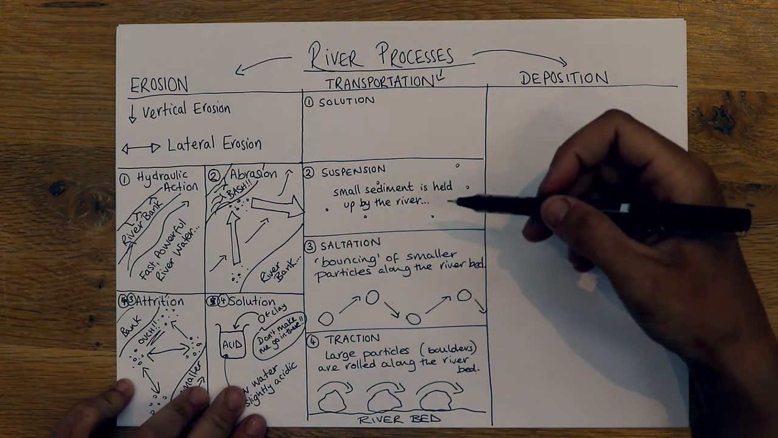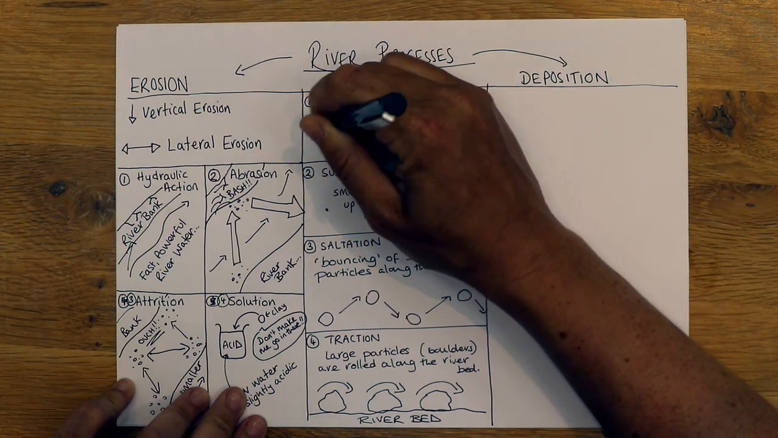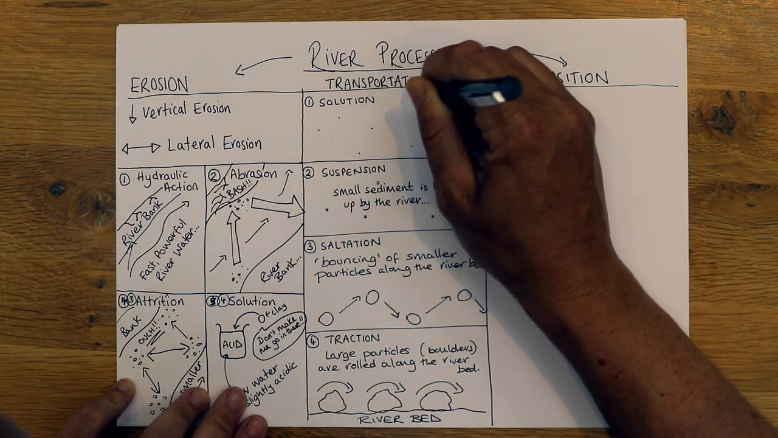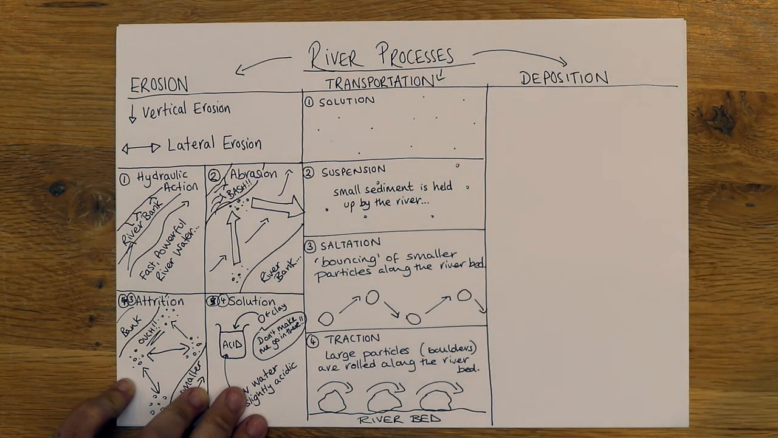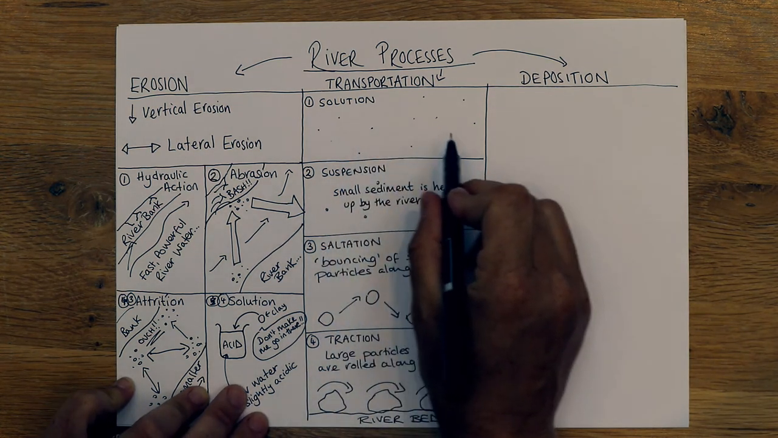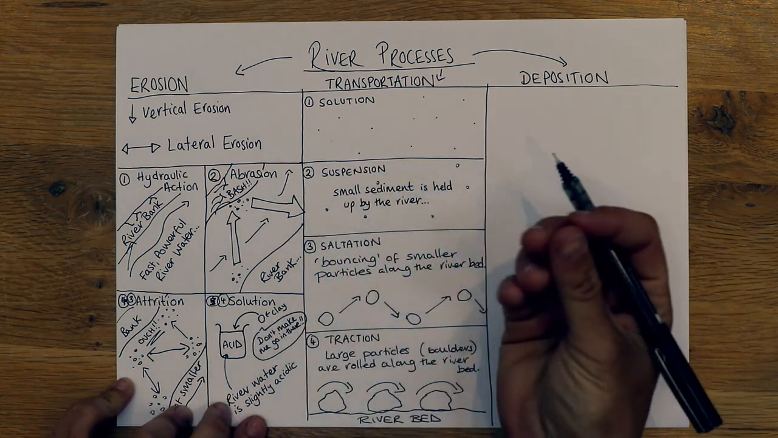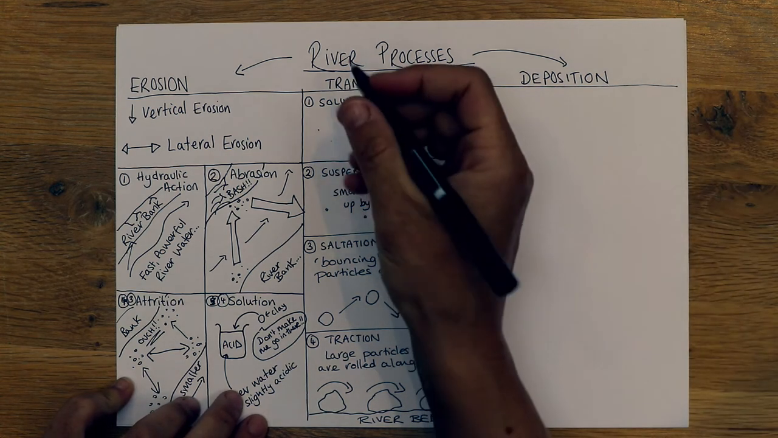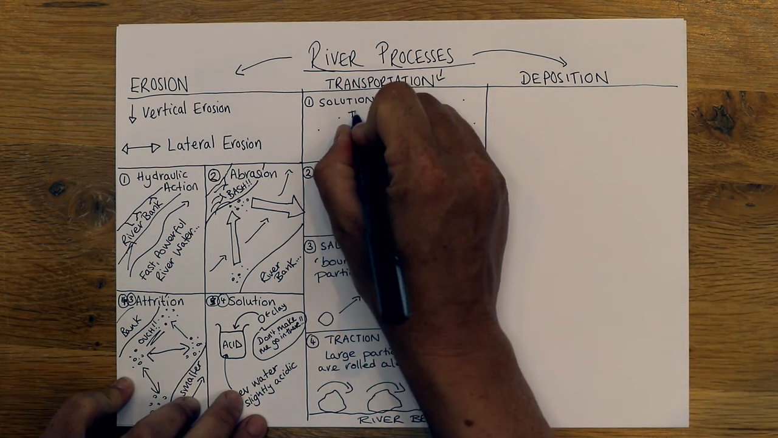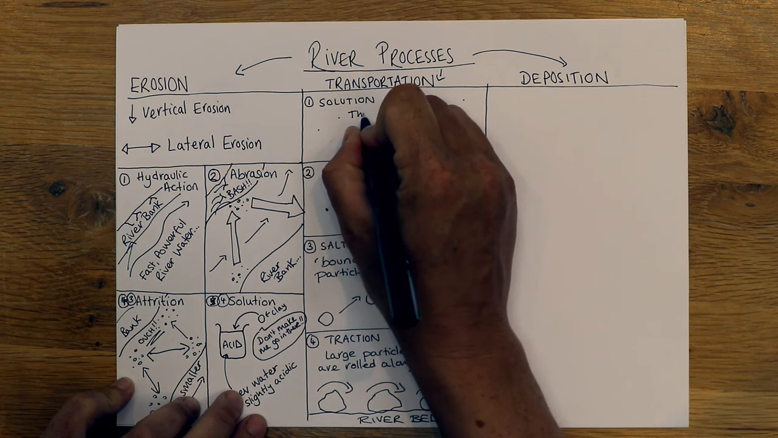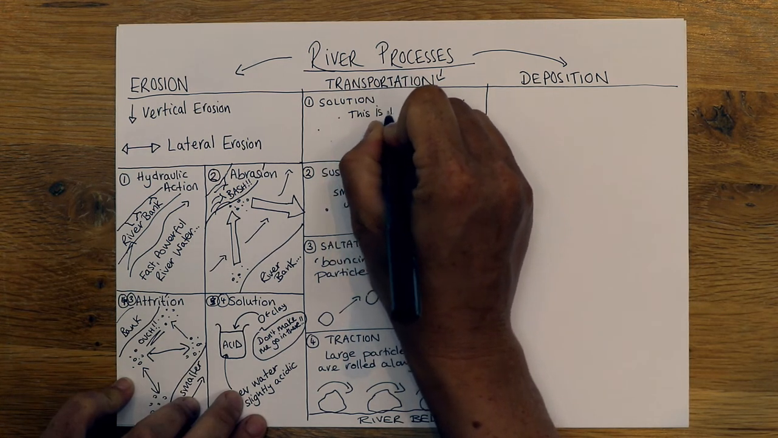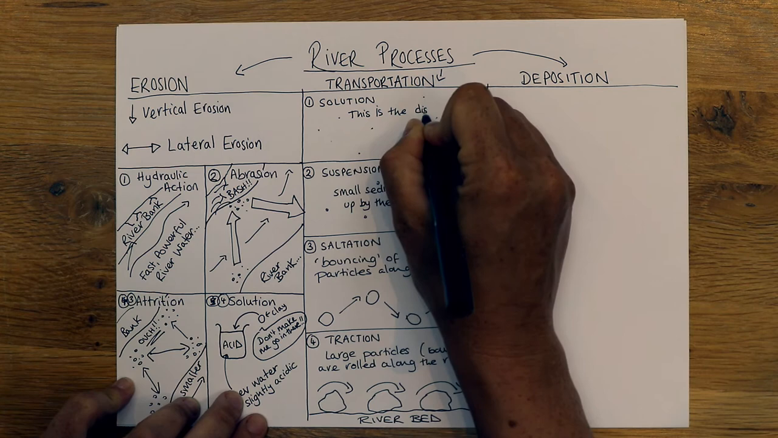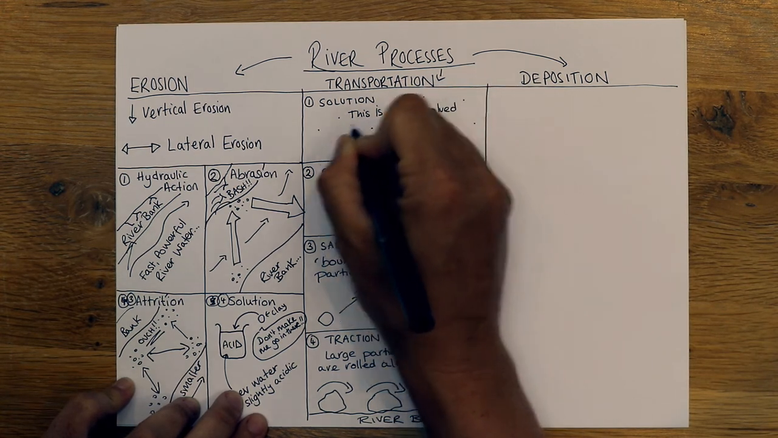And another way, the last way that we see rivers and we think, oh gosh, that's a funny color river, is solution. So this is where that clay, for example, has completely dissolved. It's in the water and it's changed the color of the river. And it's moving downstream with the river. So this is the dissolved, what we call load.